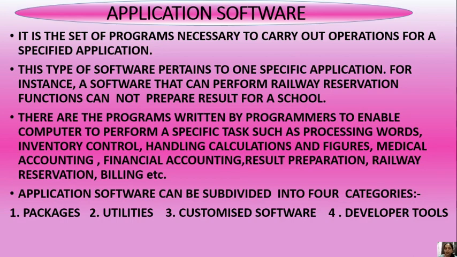In general, we can say application softwares are programs to perform a specific task, such as word processing, inventory control, handling calculations and figures, medical accounting, financial accounting, result preparation, railway reservation and billing, etc. So these are softwares for a specific purpose. And there are some types: packages, utilities, customized software, and developer tools. So let's see them one by one.